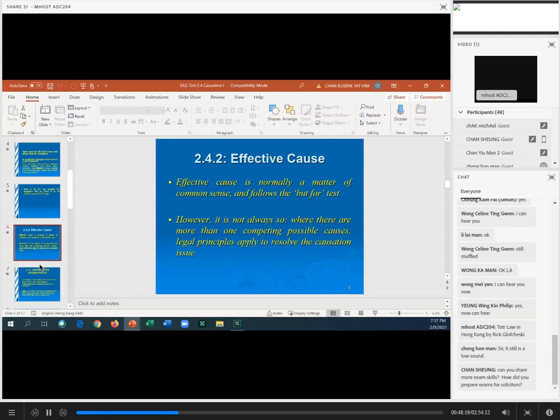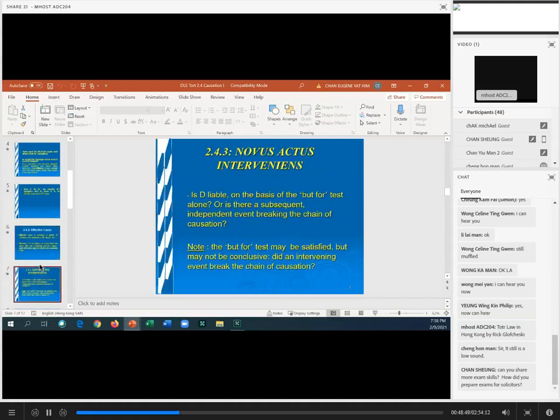Sort of like a chain reaction type of thing, where you have one event and then there's another event, almost like a Charlie Chaplin movie, or Buster Keaton, those old silent comedians. They'd walk along and they'd fall over, and that would cause some sort of chain reaction. So what about effective cause when there's more than one competing possible cause? How does the court resolve this?